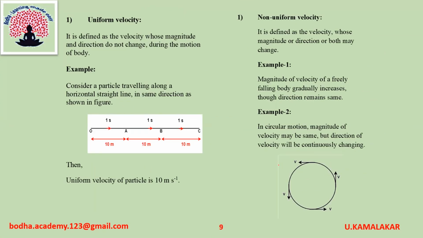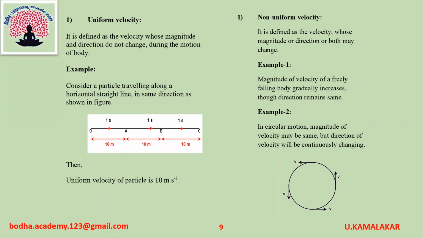Next topic, uniform velocity. It is defined as the velocity whose magnitude and direction do not change during the motion of body. Example, consider a particle traveling along a horizontal straight line in same direction as shown in figure. Then uniform velocity of particle is 10 meter per second.